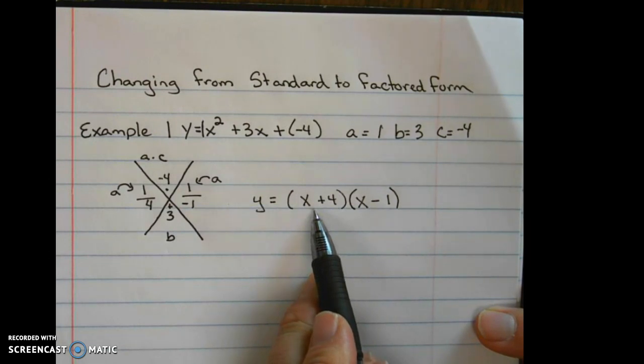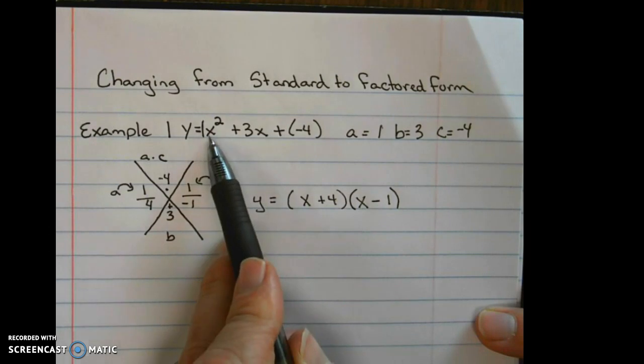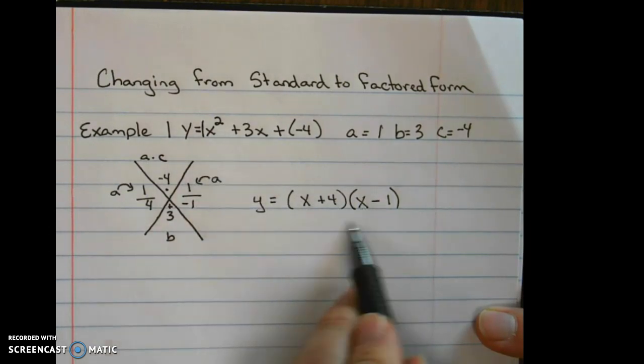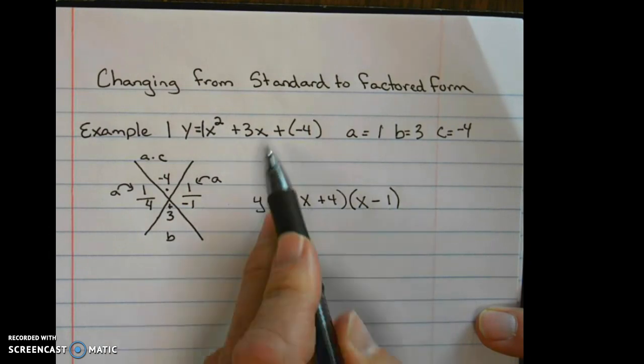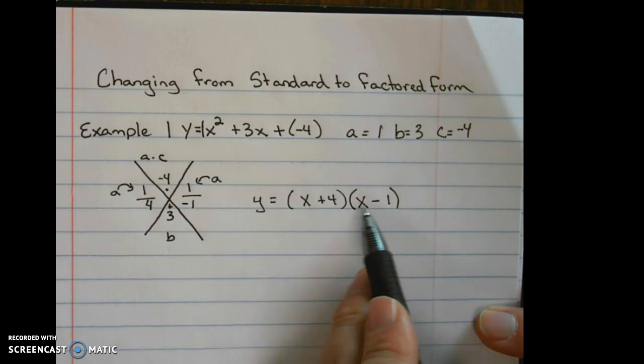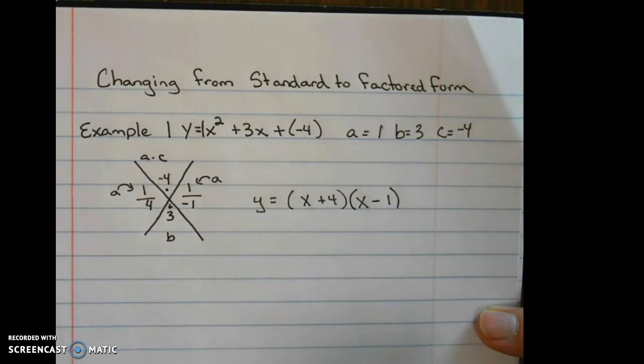If we multiply these together, we get x times x, which is x squared. And then the inner is 4x, and the outer is -1x, which makes 3x when you combine them. And then the last terms, 4 times -1 is -4. So we know we have the right answer.